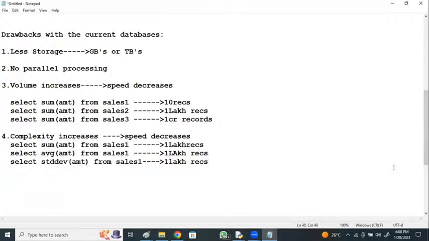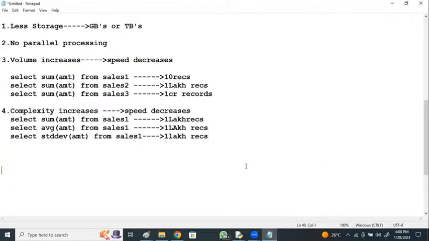And the major drawback with databases is that databases can handle only structured data. They can handle only structured data, and cannot handle unstructured or semi-structured kind of data.